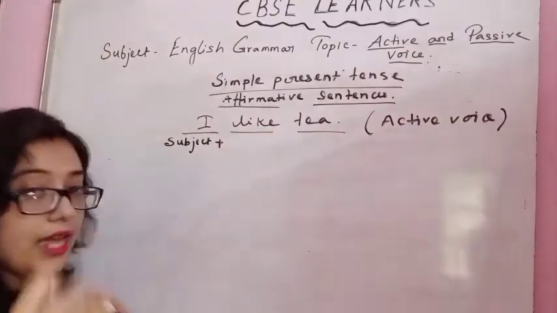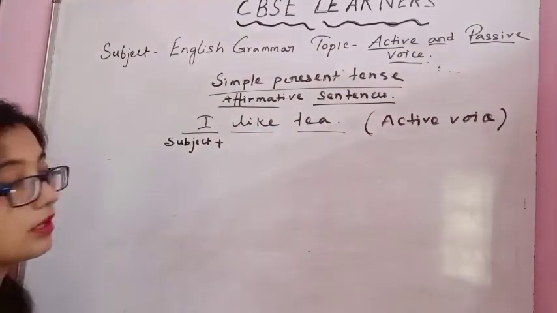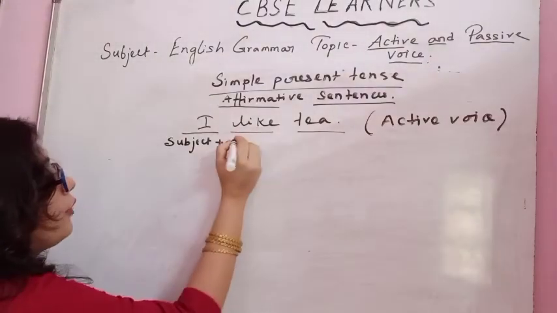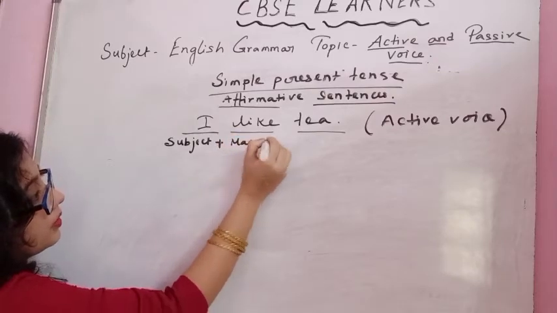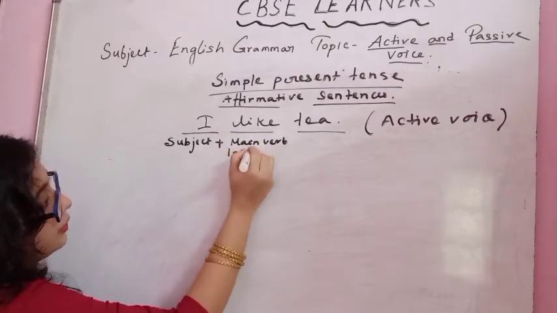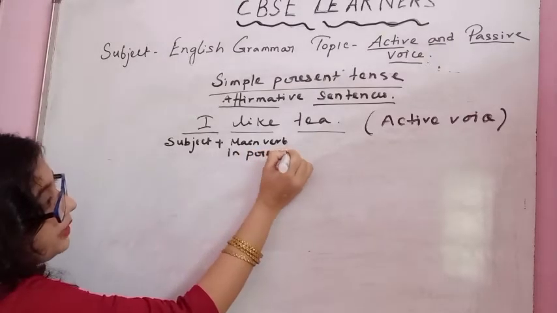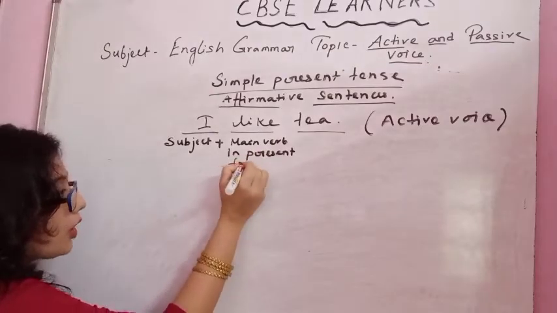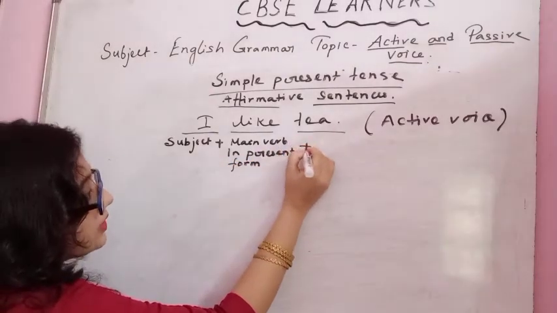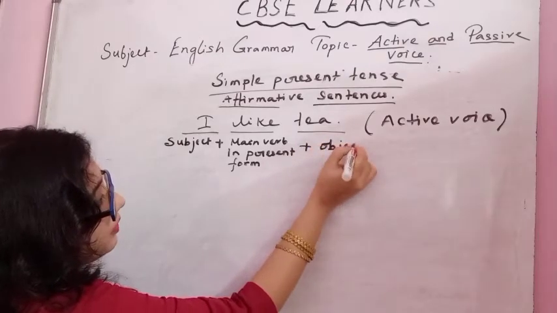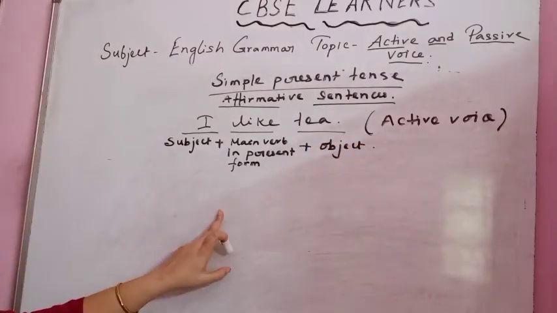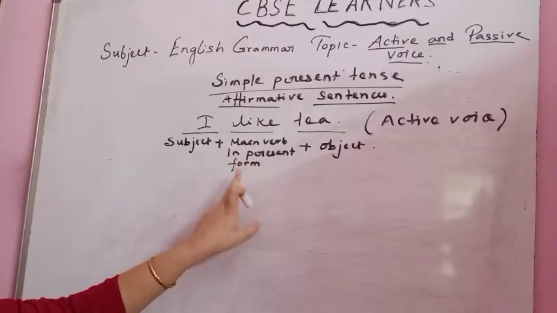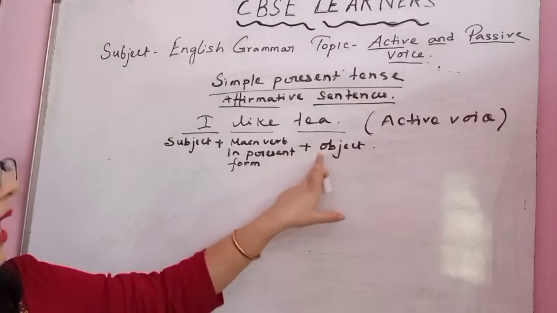It is actually a main verb, a finite verb. This verb is in which tense? The main verb is in present form. Some people like to call it the first form of verb. So to make it clearer, I say present form plus T, which is the object. In case of an affirmative sentence, I hope this is very clear to you. This is the main verb in present form, so you can call it first form plus object.